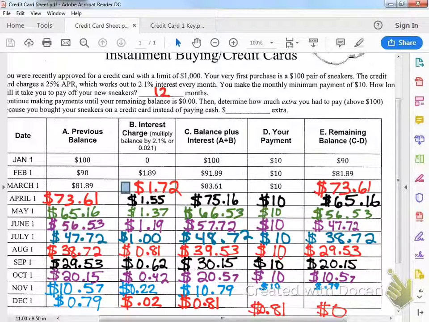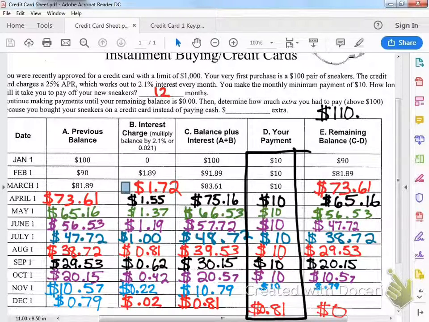Now, this says, determine how much extra you had to pay above $100 because you bought the shoes on credit. So, here's where a little extra math comes into play. This is all the money you've been paying. Okay, so let's add up that column. You don't even need a calculator. 1, 2, 3, 4, 5, 6, 7, 8, 9, 10, 11. You pay $10 11 times. So 10 times 11. Yep. 110. So you paid $110, and then the last month you paid 81 cents, right?